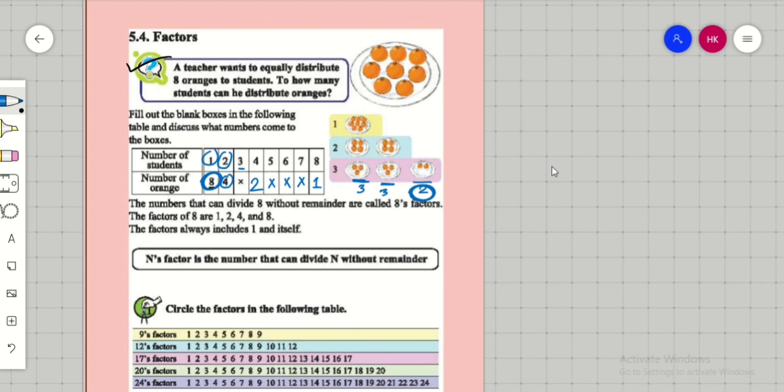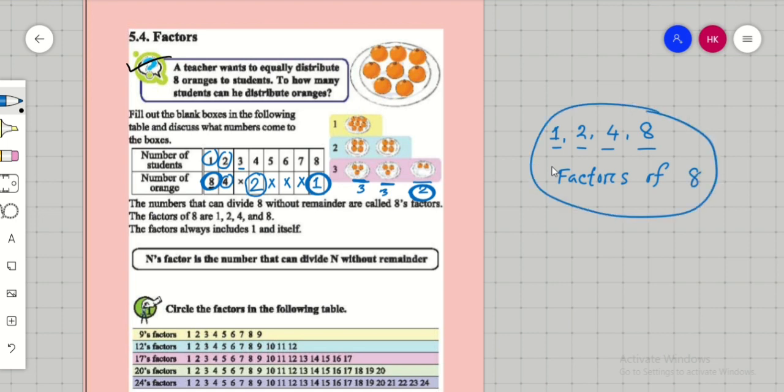So what are the factors, by whom can you distribute these 8 oranges? You can give to 1 student, then 2 students, then 4 students, or among 8 students, but not other numbers. So these 4 numbers are the factors of 8. We have learned about these factors in class 4. So today we just want to find the GCF.